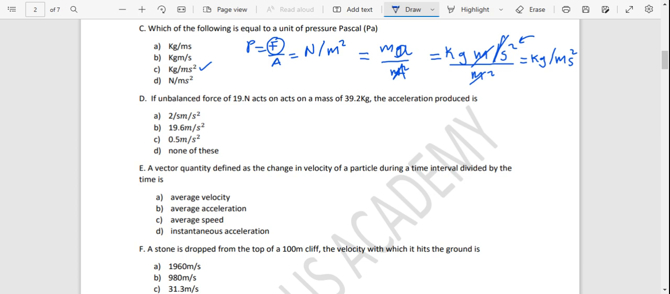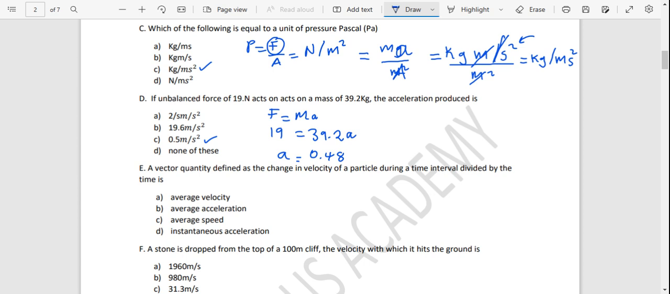If an unbalanced force of 19 newtons acts on a mass of 39.2 kg, the acceleration produced is, now we know that force is equal to mass multiplied by acceleration. We have a force of 19 newtons and a mass of 39.2. To find the acceleration, divide both sides by 39.2, and that will give us about 0.48. Now 0.48 we can write approximately as 0.5, so that is it.